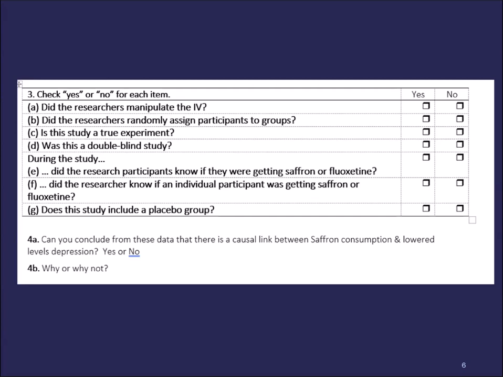Alrighty, let's continue with questions 4A and 4B. Can you conclude from these data that there is a causal link between saffron consumption and lower levels of depression? Yes or no? The correct answer is no. Why do you think that is?